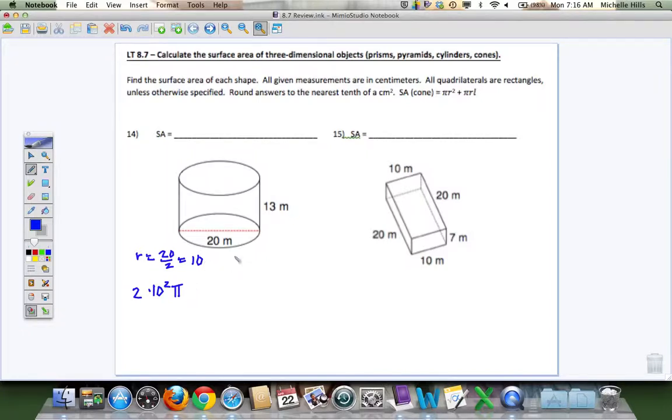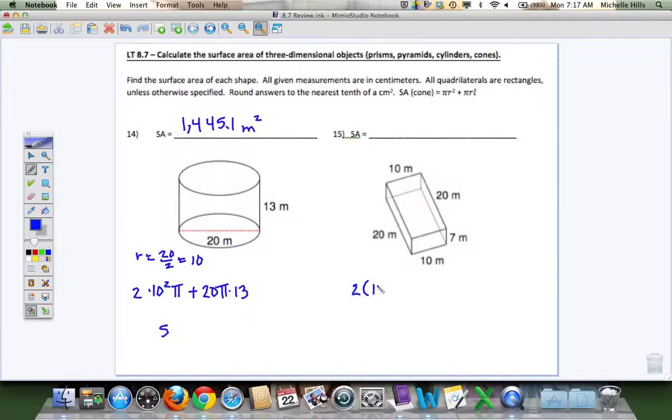If I were to cut down the side, it's really just a rectangle. And the width of the rectangle is the circumference of the circle. So that's 20 times pi, diameter times pi. And the height is 13. So I have 2 times 10 squared pi, and then I have 20 pi times 13. And I end up with the surface area, and I'll write this up here, is 1,445.1 square meters.